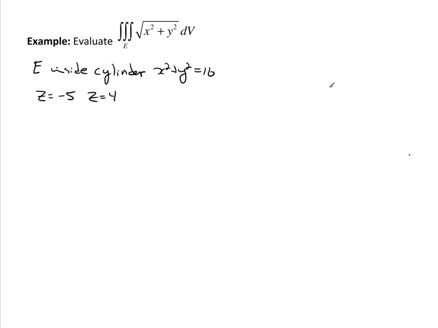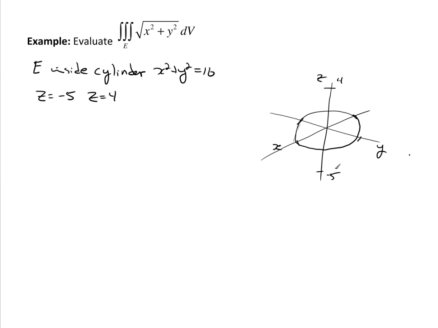So if I try to draw a quick picture of this, I'm going to come out here to -4, 4, 4, -4, y, x, z. So I'm going to have this circular thing. And z equals 4, so up here somewhere is z equals 4, and z equals -5 is down here somewhere. So what I'm looking at is this cylindrical shape, something like that.